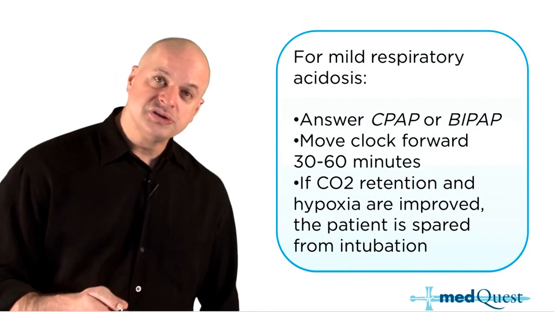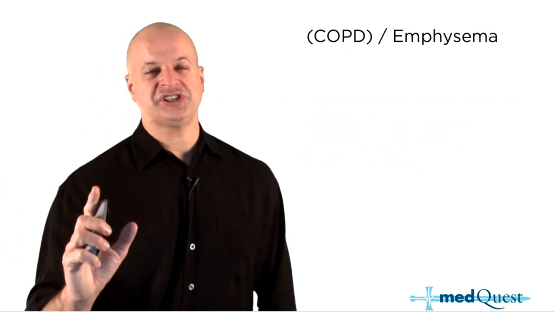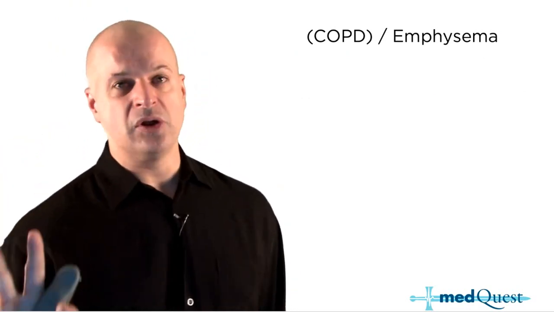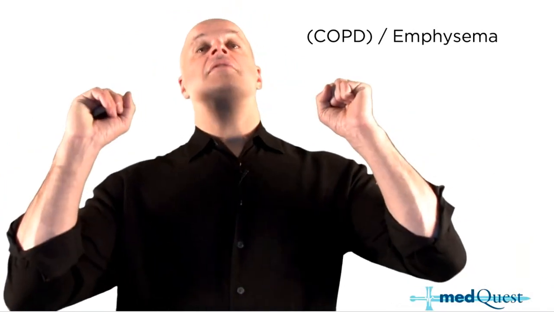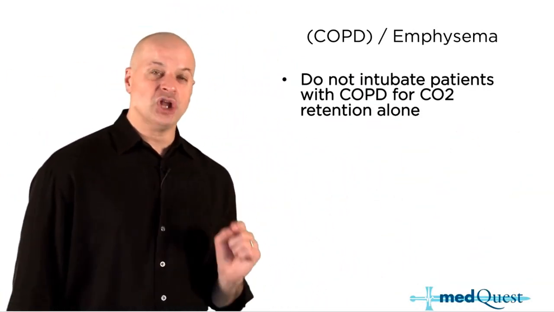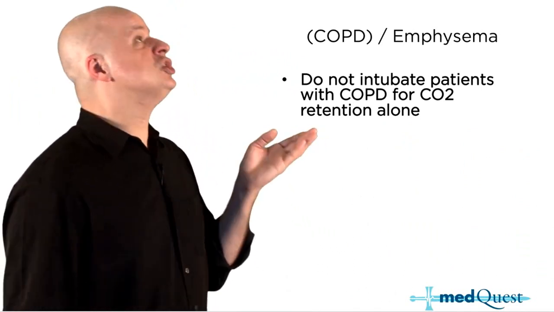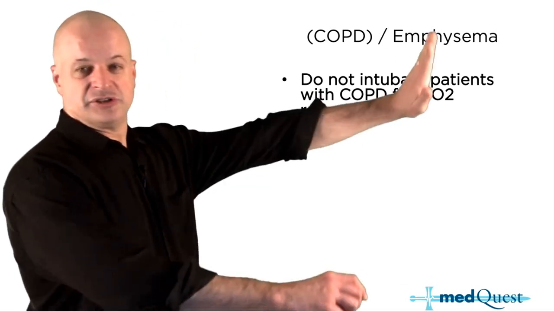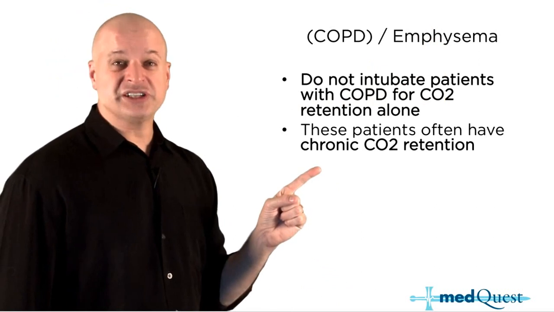You'll use the pH. If you have chronic CO2 retention, your pH is normal, because the compensation for CO2 retention is that the kidneys will retain bicarbonate. So you'll worry if people have a low pH. If it's just CO2 retention alone, don't intubate, because they have chronic CO2 retention.